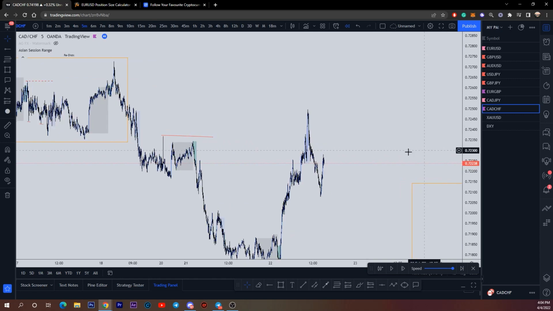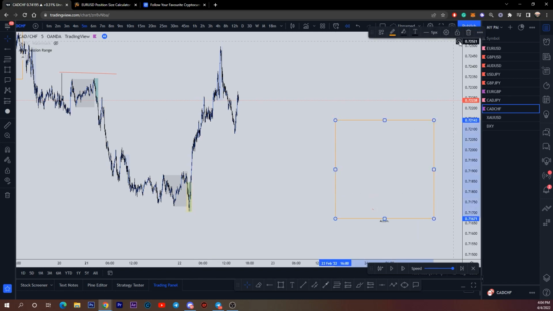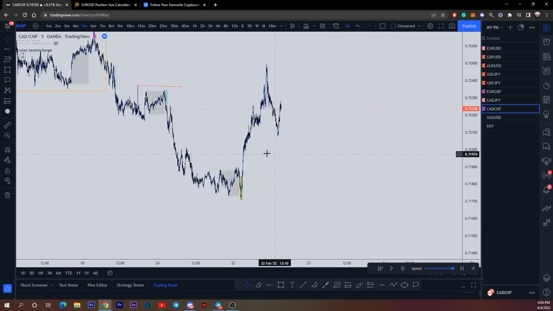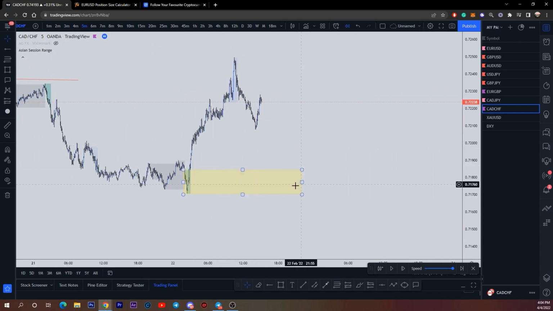Okay, so even so, let me go ahead and delete this real quick. Even so, looking at that, what is our point of interest? What needs to be mitigated? This right here. This needs to be mitigated. This is the area that we want to see the market come into.